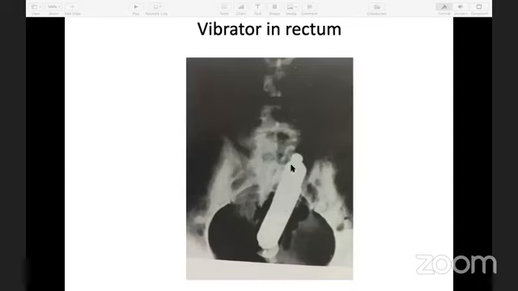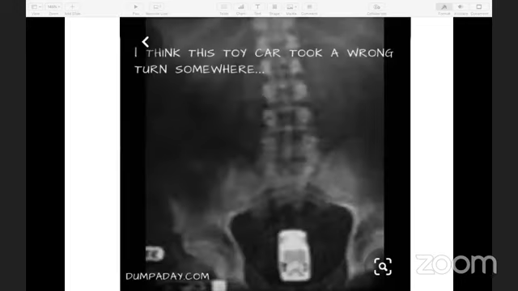There is an endless list of articles inserted into the rectum. Here is a vibrator. I think this is a toy car. Took a wrong turn and went into the rectum.